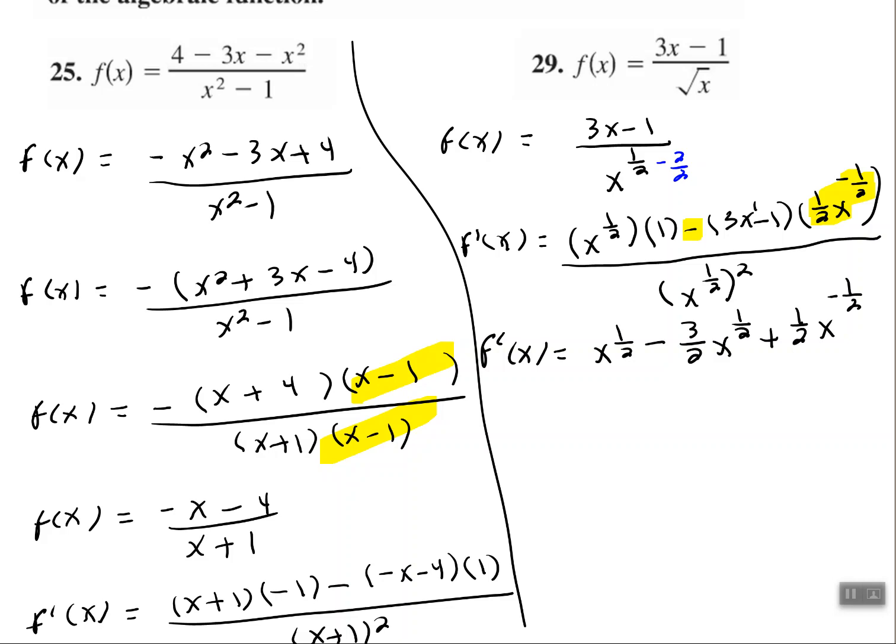Okay, looks like we have like terms maybe. Let's see here, x to the 1/2 power. So we have some like terms we can combine. Let's go ahead and finish our denominator. 1/2 squared will give us an exponent of 2 over 2, which will just be x to the first power.